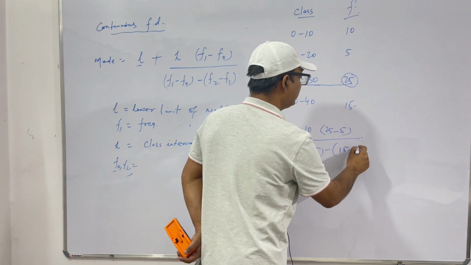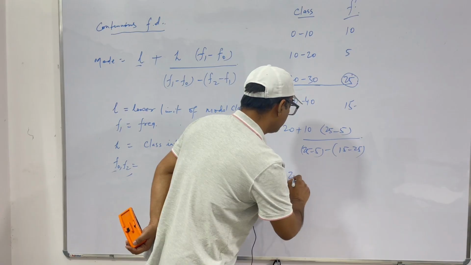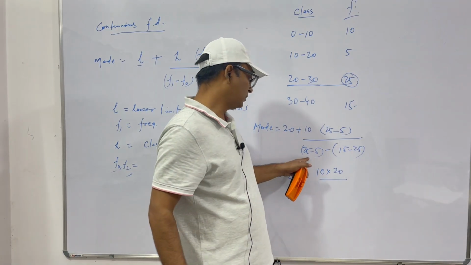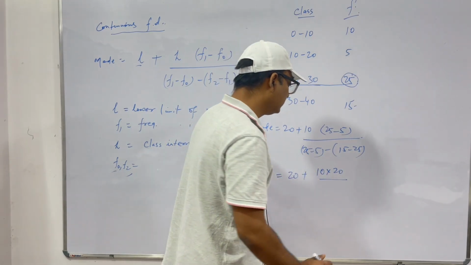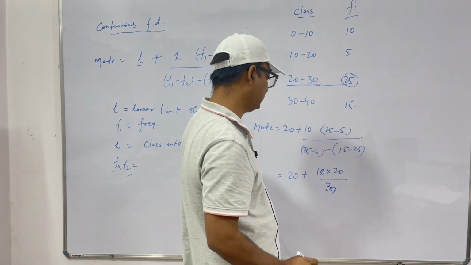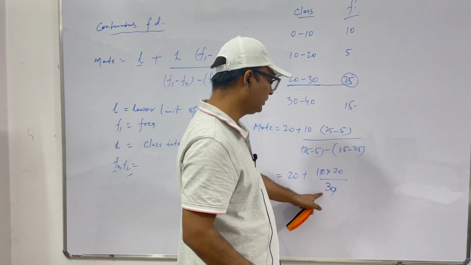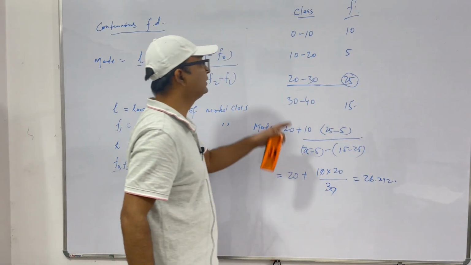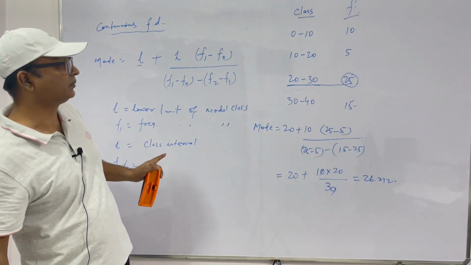So 15 minus 25. What do we get? This is 20 plus 10 times 20, divided by 20 and 15 minus 25 minus 10. So this is 20 plus 200 by 30, so 20 by 3. We get 20 plus 20 by 3, which is 26 point something. So this is how we find the mode for a grouped, continuous frequency distribution. Okay.